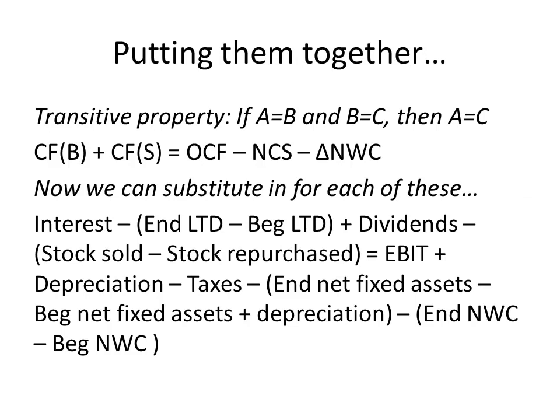So now we can put both of these equations together. In mathematics, the transitive property says that if A is equal to B and B is equal to C, then A is equal to C.